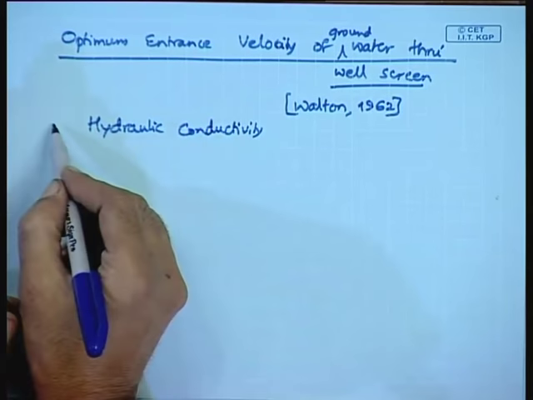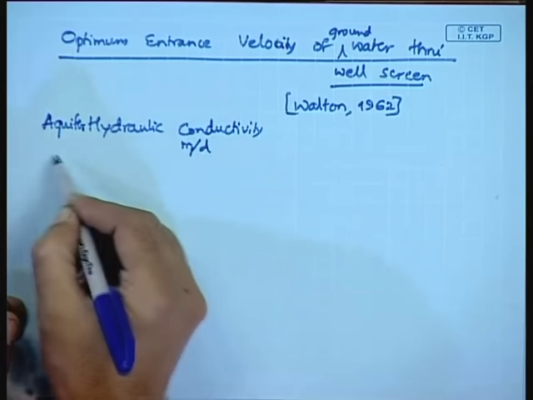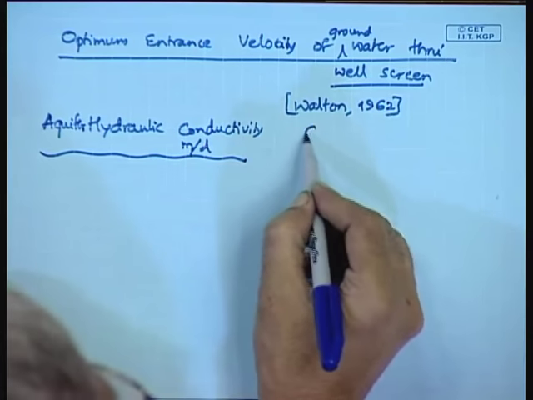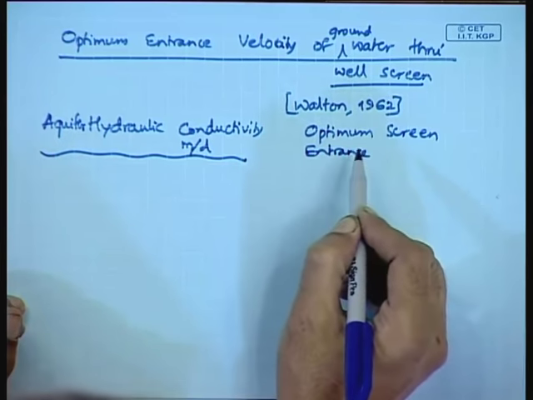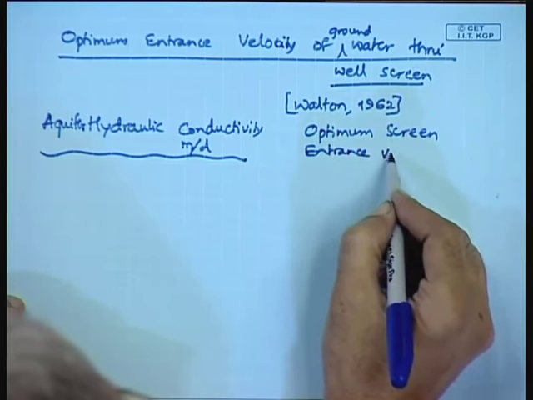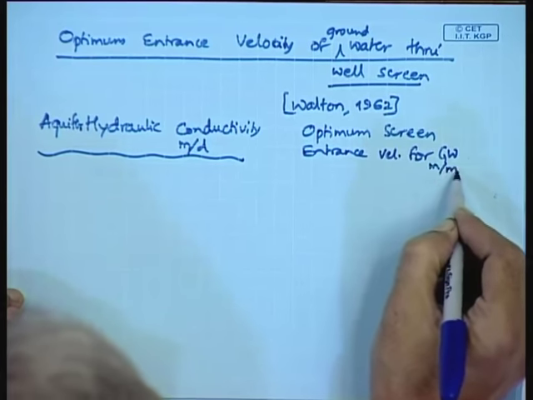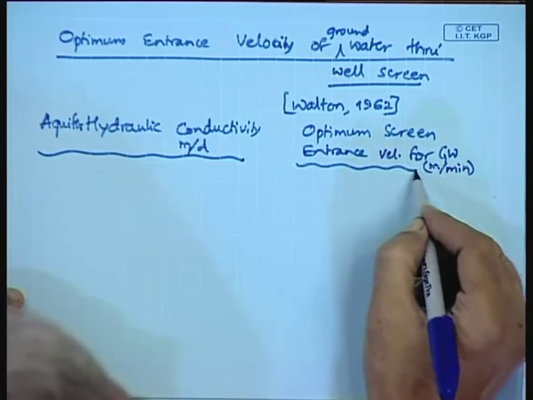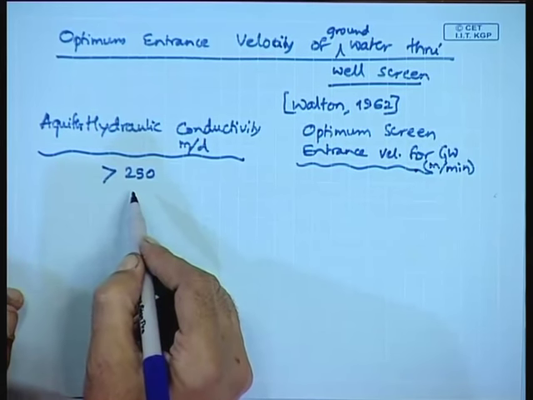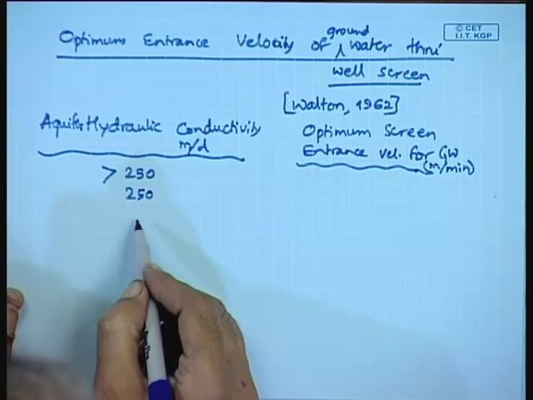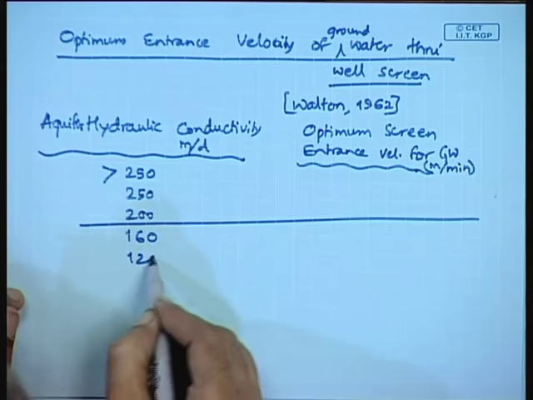So the aquifer hydraulic conductivity in meter per day versus the optimum screen entrance velocity for groundwater, which is in meter per minute. So here this is 250, then 250, 200, 160. After every 3 rows, I am going to write a horizontal line. 160, 120, 100.